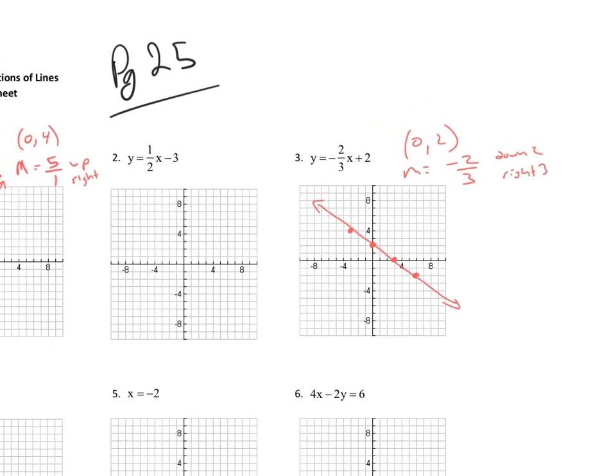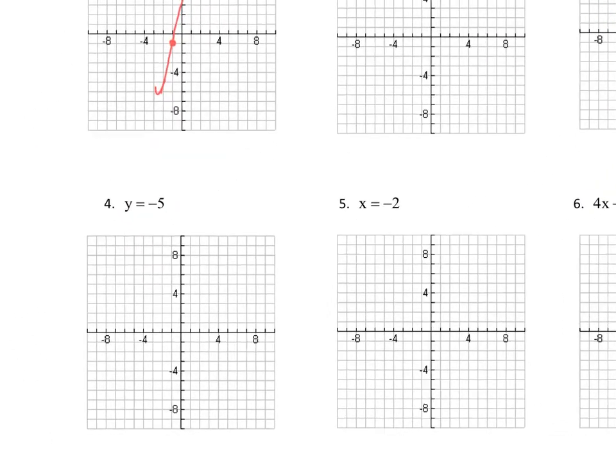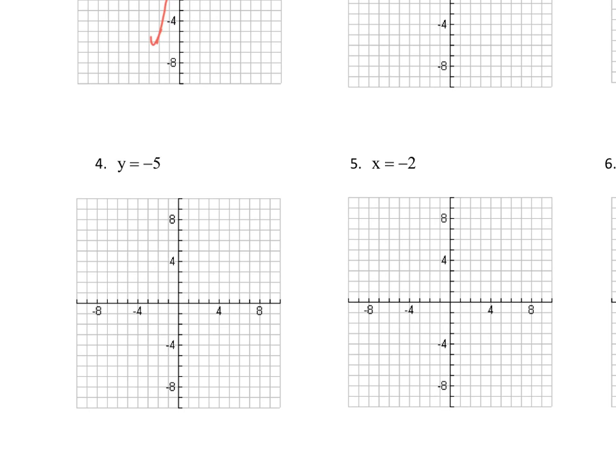Next, let's look at 4 and 5. They are y equals negative 5 and x equals negative 2. The way I like to look at these, and the way I taught it in Algebra 1, is you have to recognize that these are either going to be horizontal or vertical, right? And so I like to set up 2 points. If we can find 2 points, I know I can create a line.